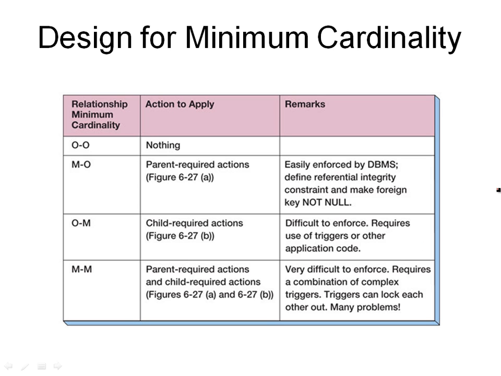So during the design, looking at the minimum cardinality, we know that for optional for both the parent and the child, there is nothing to do. For the mandatory to optional, we are forced to use the first table, which is the mandatory actions for the parent. For the optional to mandatory, we are forced to use the mandatory actions for the child. And for mandatory, we are forced to use both tables, for the parent and the child, as mandatory actions for both of them.